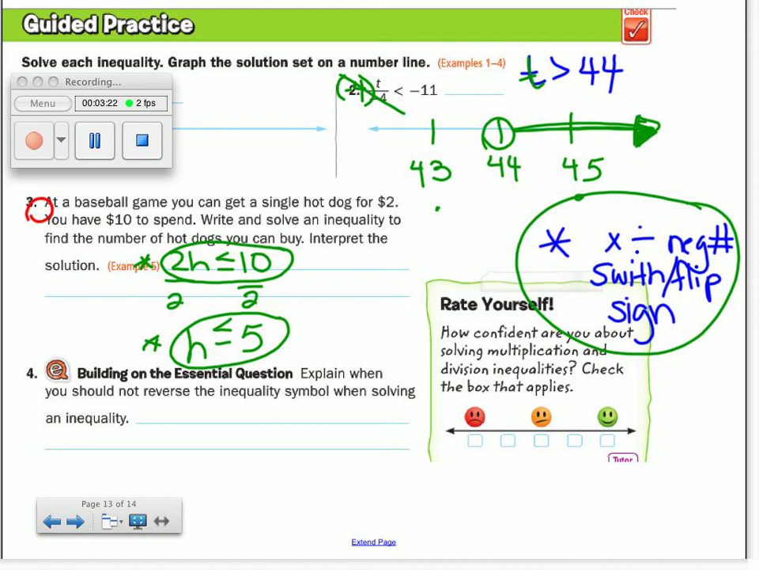We have to interpret it, meaning explain what this means. It means that we can buy 5 hot dogs or less. We can buy 1, 2, 3, 4, or 5. We could buy 0, I guess, too. That would be fine. But it has to be 5 or less, and that's how you interpret it. You're just explaining what your solution means, and that would be for the third point.